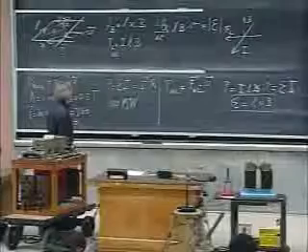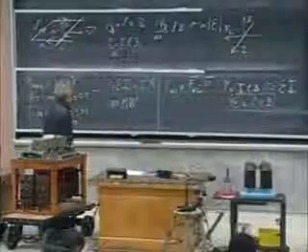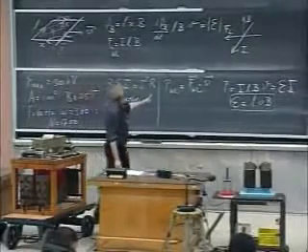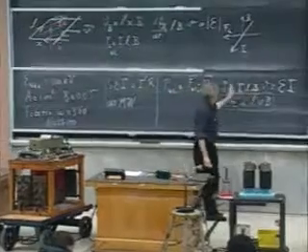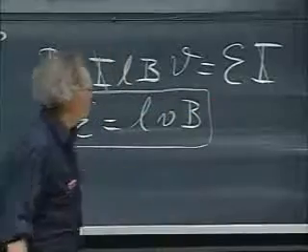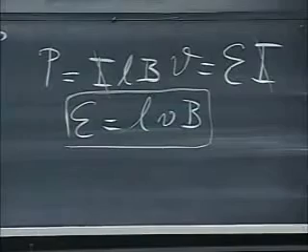Let me check my equations. EI, I R squared, I can live with that. Power, force dotted with the velocity. ILBV, this is the magnitude of the EMF, and that's fine.